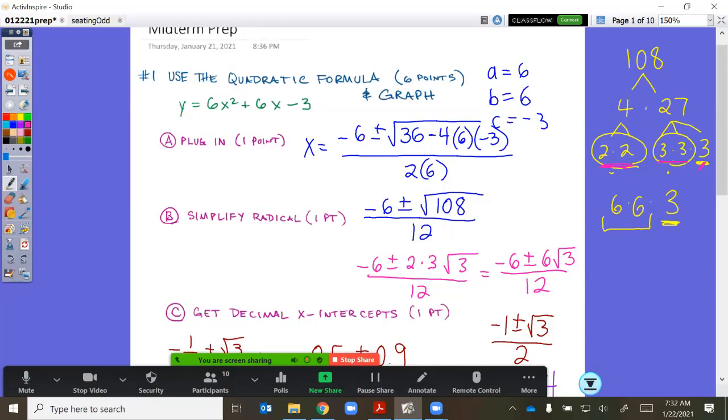Everybody get what they need? I'm going to go right down. Are you finding the vertex? Oh, good, good. Did you see what you needed to see up here? Okay, good, good.